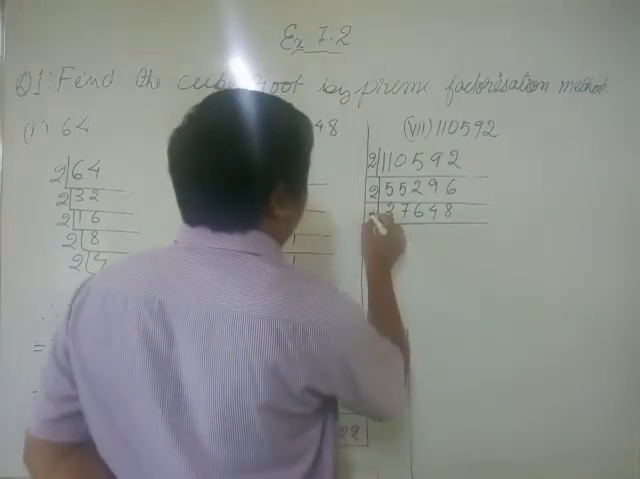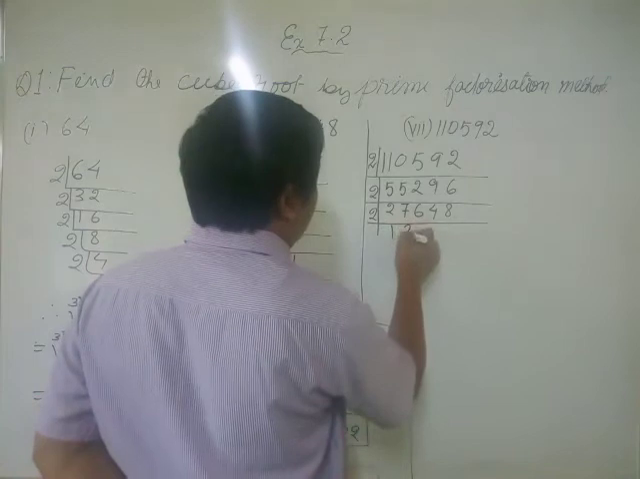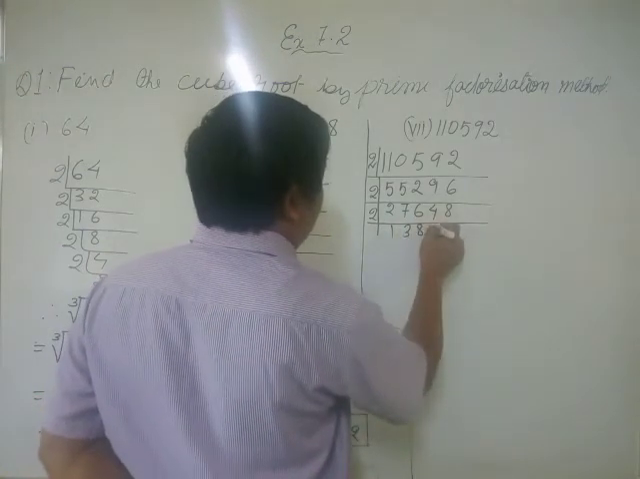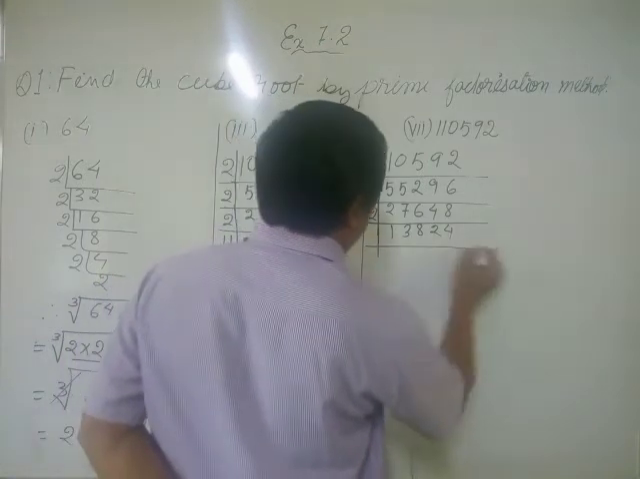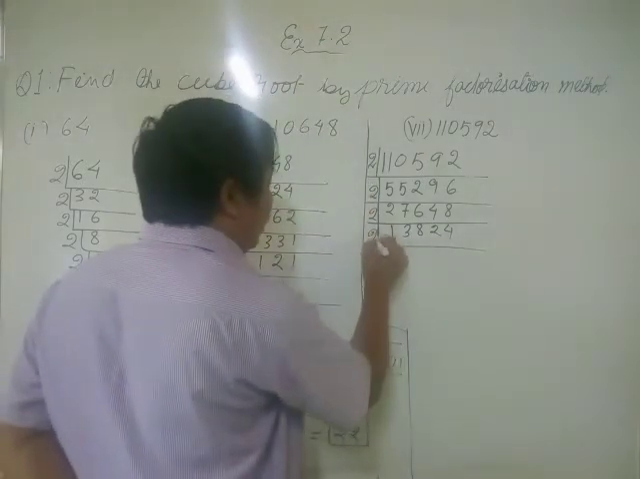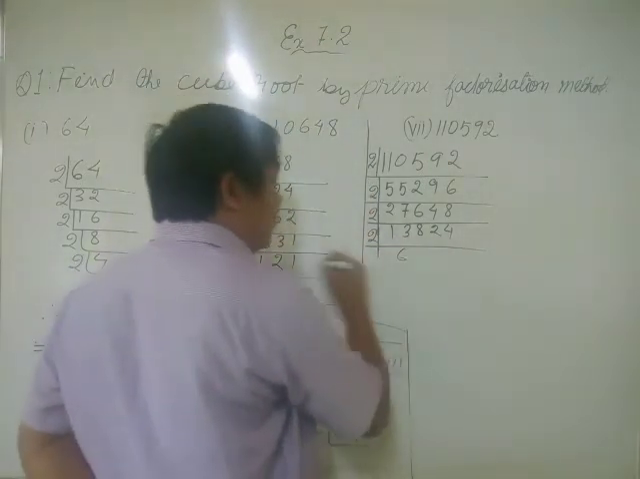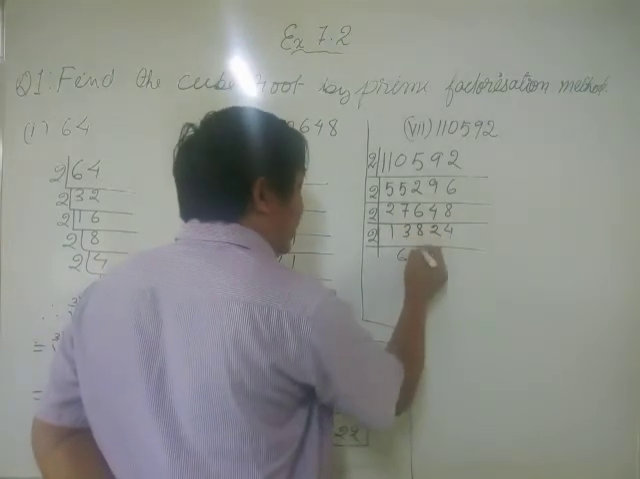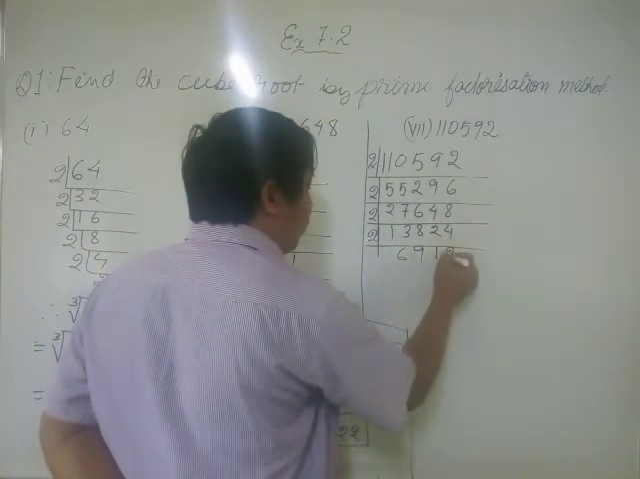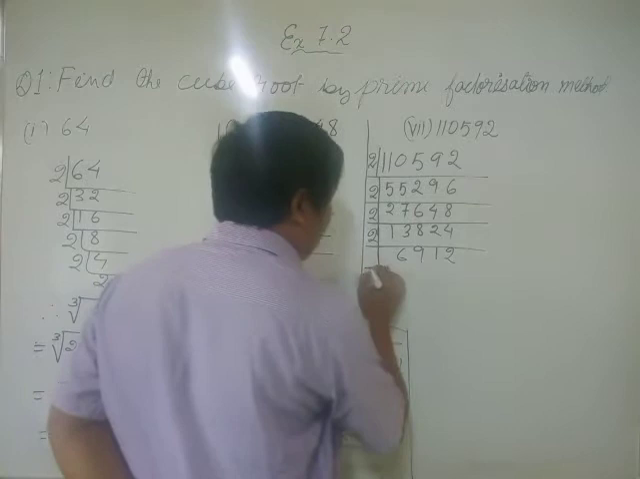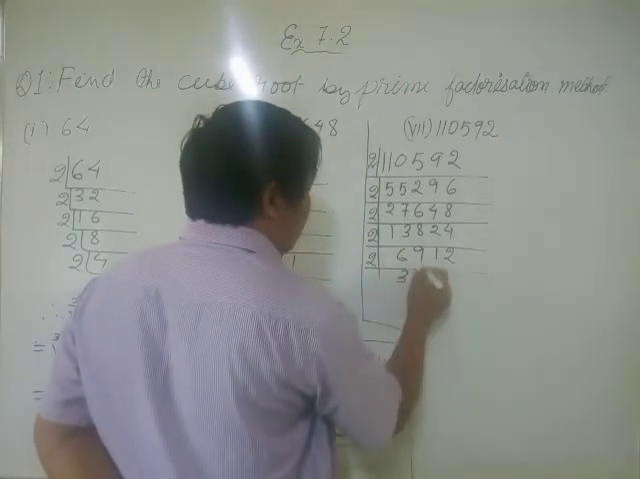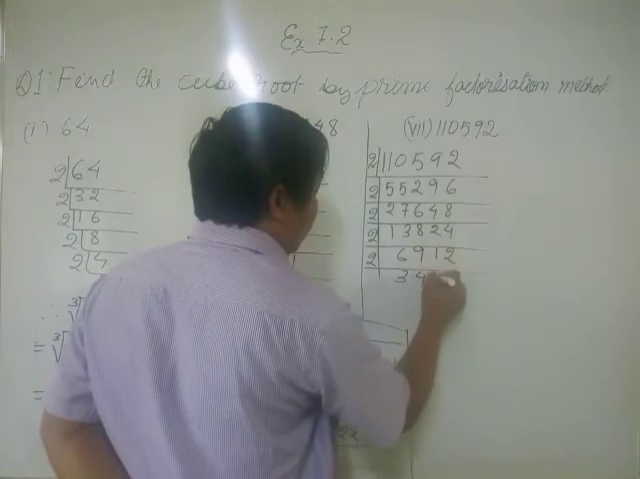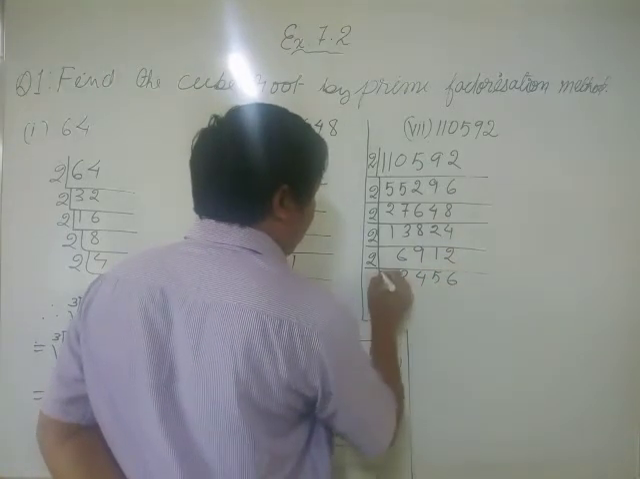Still, we can continue with 2. 2 1 is 2, 2 3 is 6, 2 8 is 16, 2 2 is 4, 2 4 is 8. Next, we have again still with 2. 2 6 is 12, 2 9 is 18, 2 1 is 2, 2 2 is 4. Still, we can continue with 2. 2 3 is 6, 2 4 is 8, 2 5 is 10, 2 6 is 12.